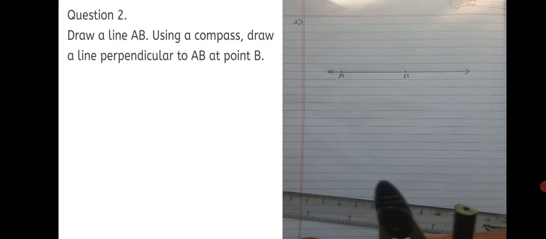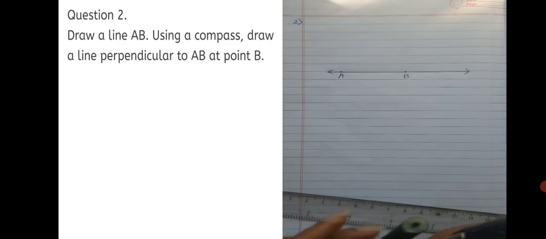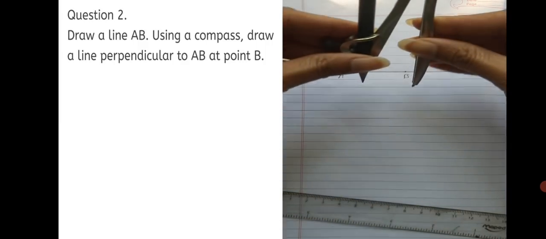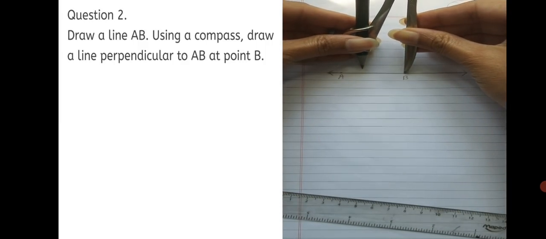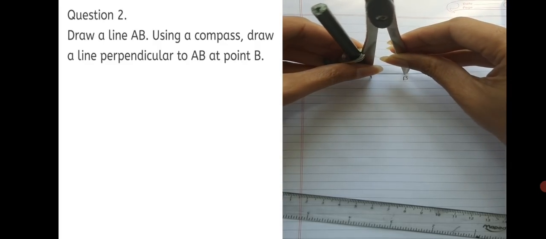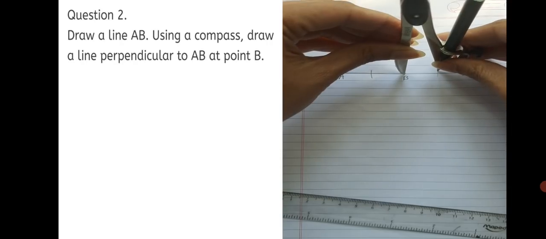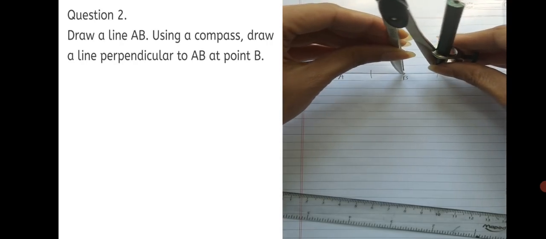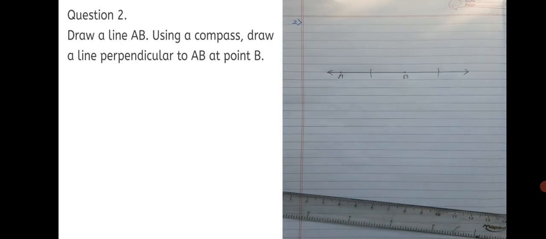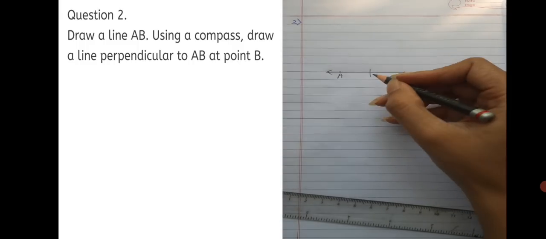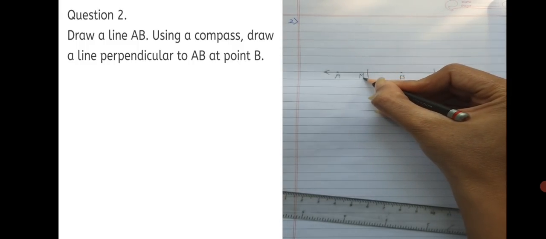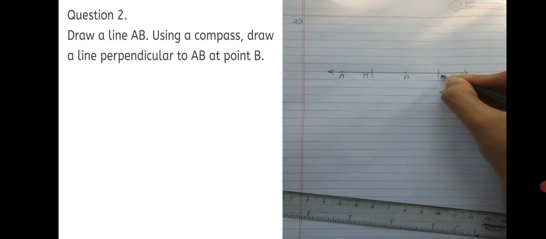So next step is to take a compass and place the pointer at point B and mark 2 arcs on either side of B. So on both the sides of B, we mark 2 arcs with a compass. Name them. So we name one arc M and the other arc N.